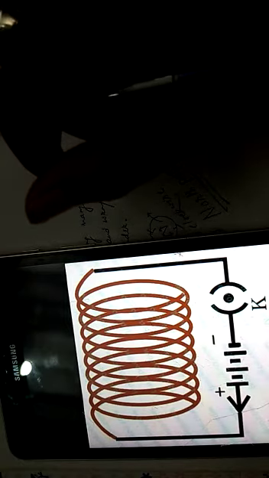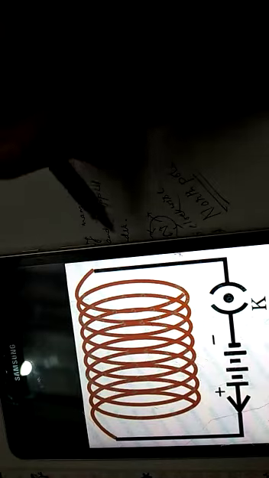Since it has similar properties to a bar magnet, it can be compared to a bar magnet. Bar magnets are permanent magnets, but electromagnets are not permanent magnets, they are temporary magnets.